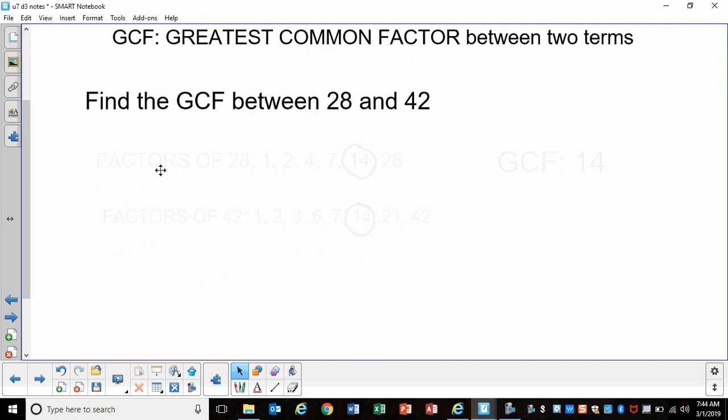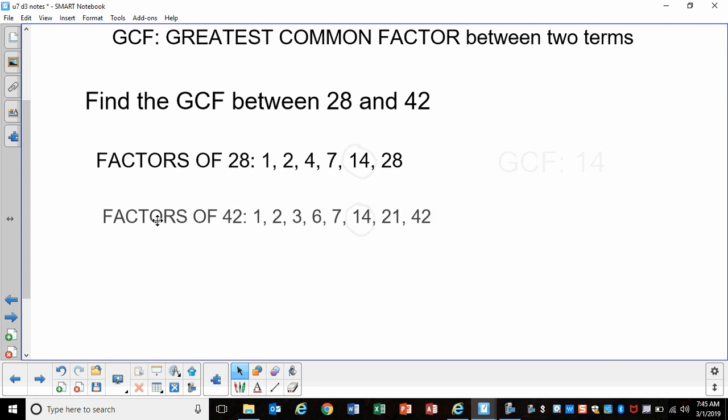When you're trying to figure out the greatest common factor, you have to figure out all the things that got used to create that number. So factors of 28 would be 1 and 28, 2 and 14, 4 and 7. Those are all the numbers you can multiply together to create 28. Same thing with 42. You've got 1 and 42, 2 and 21, 3 and 14, 6 and 7. If you multiply those together, you'll get 42. Those are the only numbers that work.